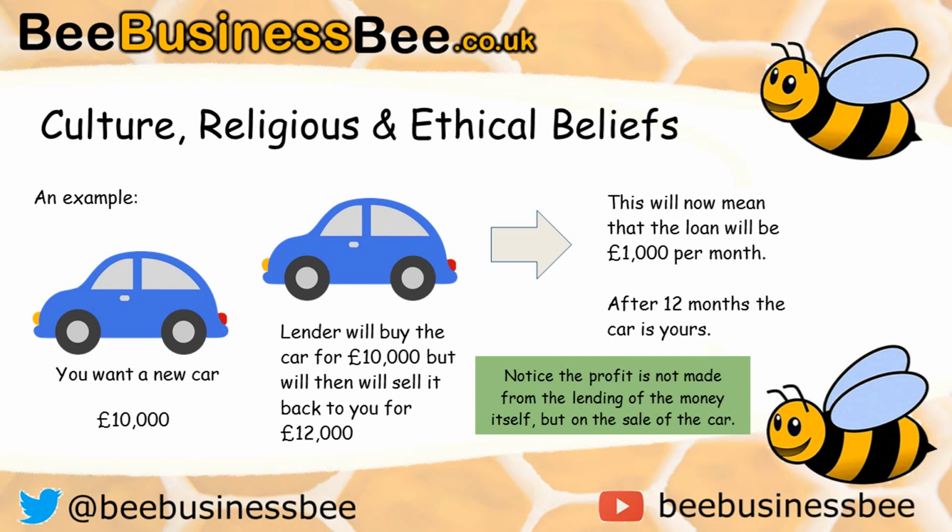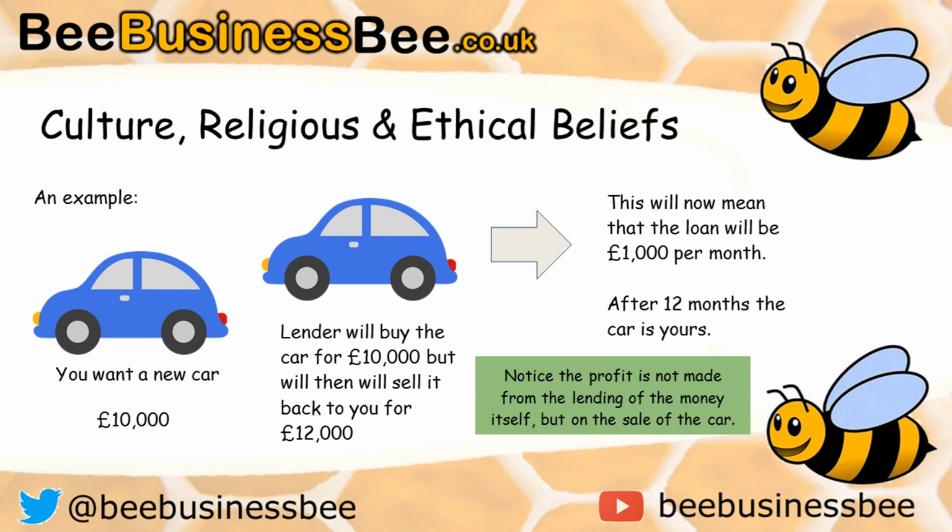So that's actually where the profit's being made, because they paid £10,000 for the car and you're going to pay £12,000 for the car. Now, if you want to think about that, this is now going to mean that a loan is going to cost you over a year £1,000 per month. So every month you're going to pay £1,000 back. After 12 months, the car is yours.